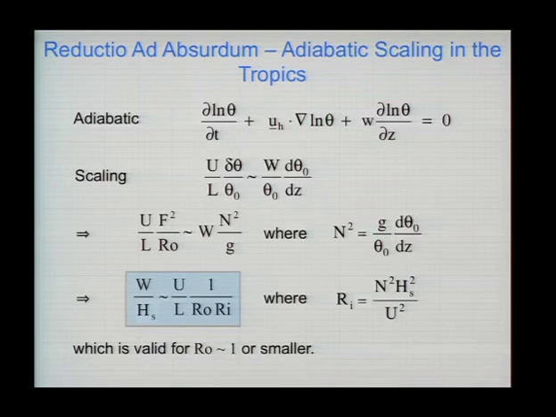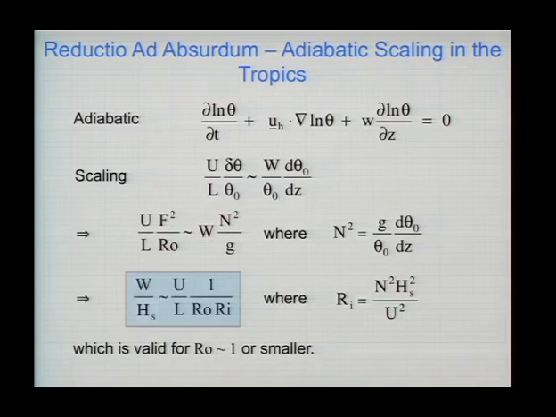d theta by dz divided by theta, you probably recognise that already. g times that is the buoyancy frequency: g over theta naught d theta dz gives the buoyancy frequency. There it is. d theta divided by theta, we just spent 15 minutes on that: f squared on r, over Rossby number. There it is. We rearrange this, and after a few lines of algebra, we end up with this.